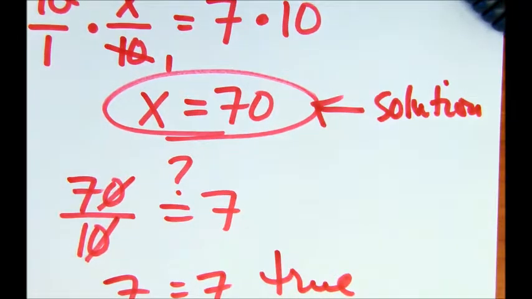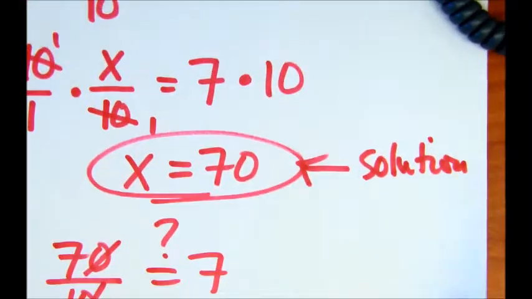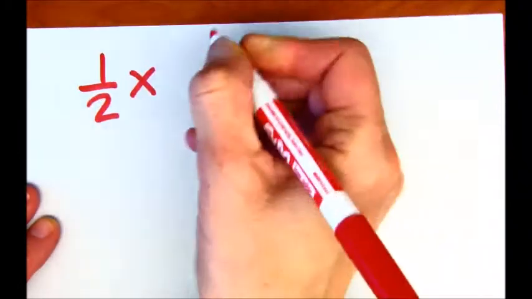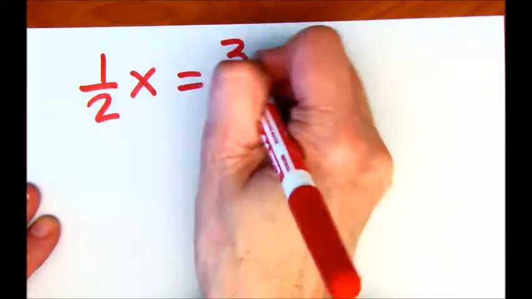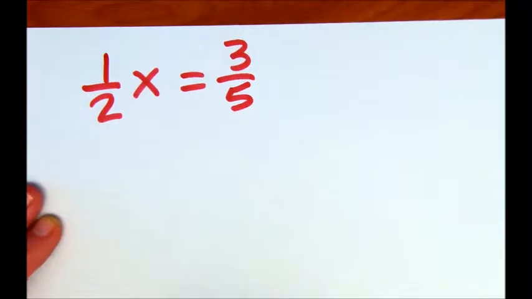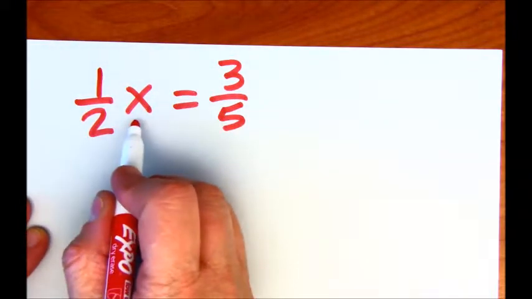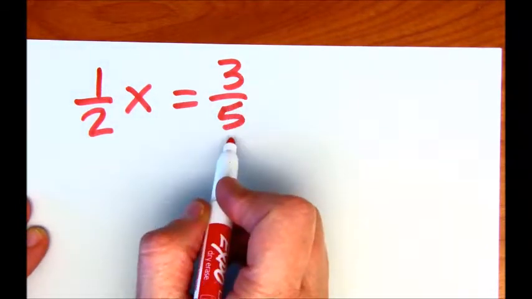All right, let's do some more. I have another scenario here that you might see. That looks a little different than that last one, but it kind of looks like a fraction. Let's say we have 1/2 x equals 3/5. 1/2 times x equals 3/5.